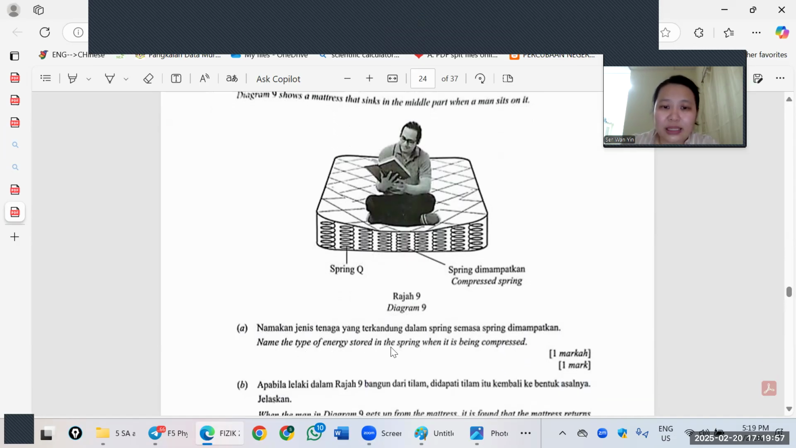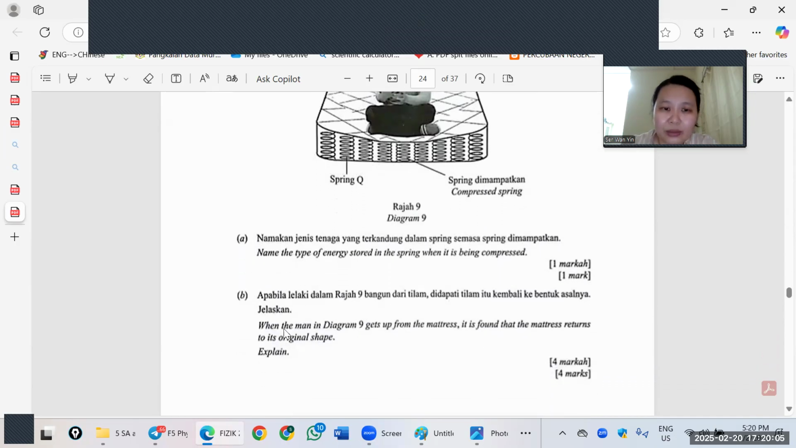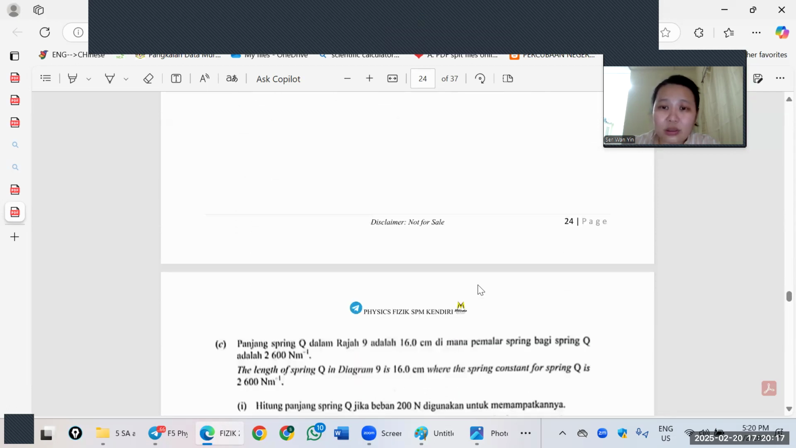Name the type of energy stored in the spring when it is being compressed. I believe you know it, so I skip that. When the man in diagram 9 gets up from the mattress, it is found that the mattress returned to its original shape. Explain why. Okay, this one we skip first.